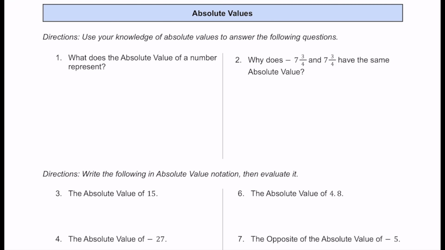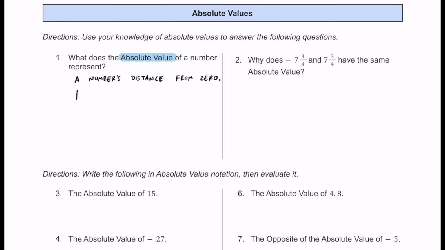Let's work on understanding the concept of absolute values better together. For number 1, let's go ahead and talk about what the absolute value of a number even represents. In short, the absolute value of a number is really just a number's distance from 0. Here's a couple examples to look at.